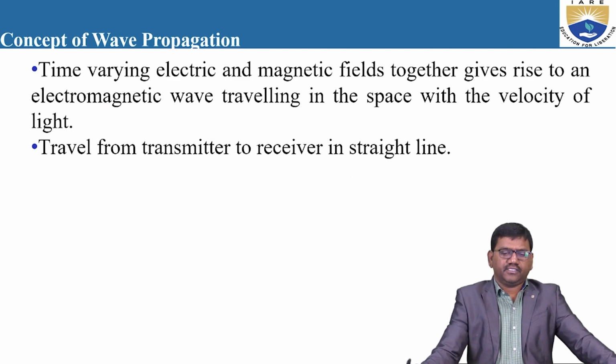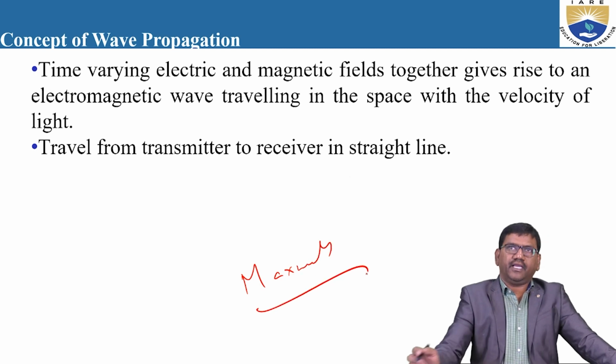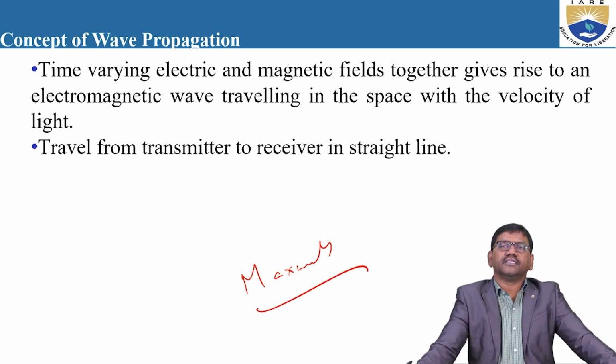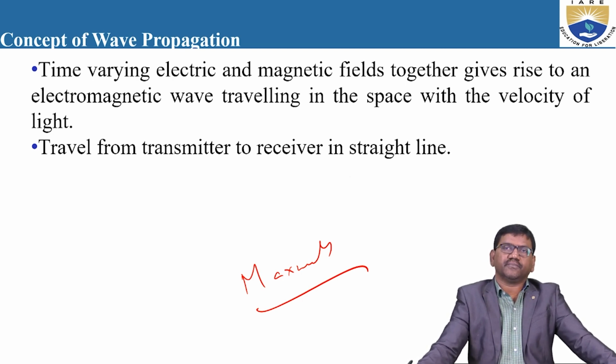There was a scientist by the name of Maxwell. He discovered that time-varying electric and magnetic fields together give rise to electromagnetic waves traveling with the velocity of light. Whenever we give some input current to any conductor, the conductor will produce time-varying electric and magnetic fields, and the radio waves produced by the conductor travel with the velocity of light, that is 3 into 10 power 8 meters per second.